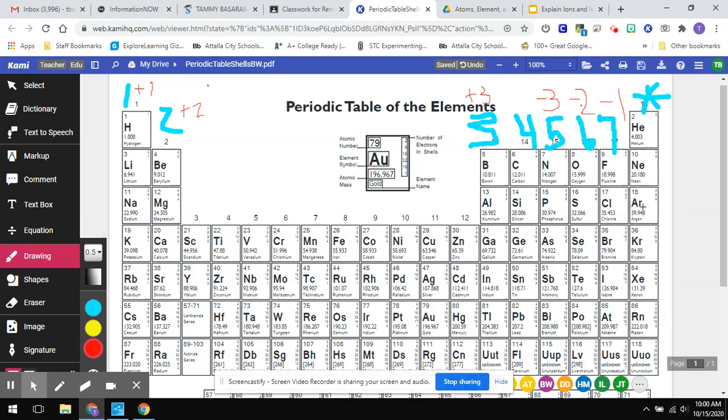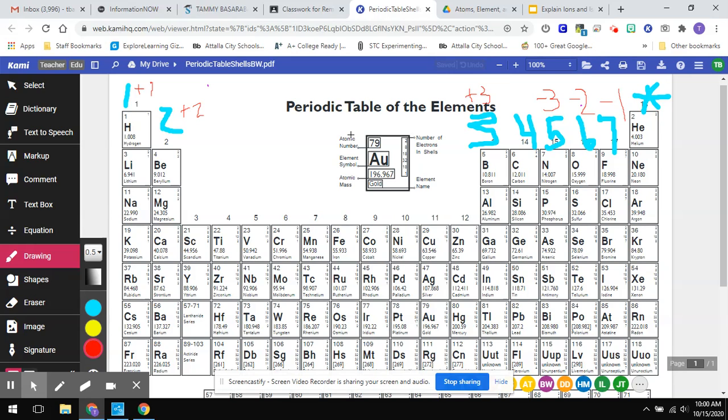This group right here, it's stable. It's going to stay stable. So this is an explanation of what's going to happen with ions. It is a charged particle where electrons are either given, taken, or shared, and the atom now became charged due to the fact that it gained or lost electrons.